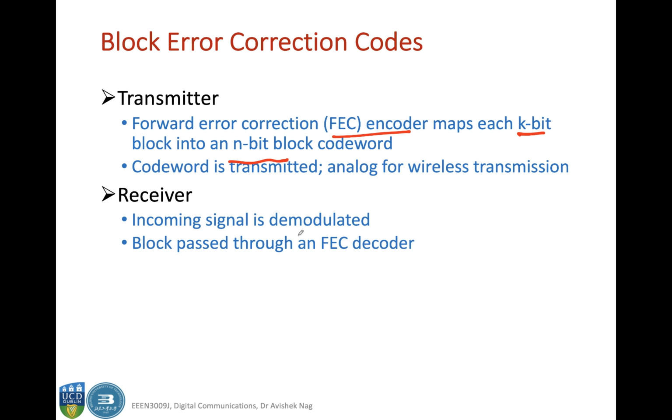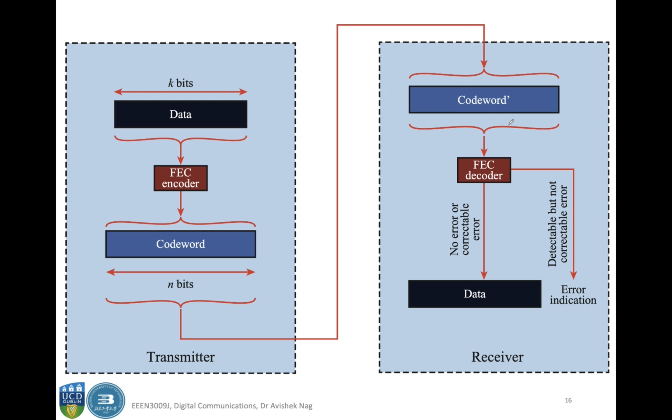Okay, and then this code word is transmitted along the channel, and at the receiver the incoming signal is demodulated, and then the block is passed through an FEC decoder to get back the k-bit block. Okay, so schematically this looks like this.